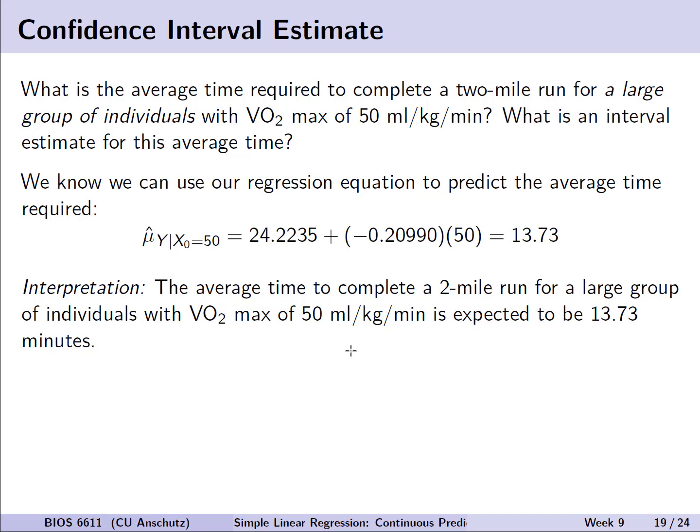Now here we're focusing on that large group of individuals, so we want to calculate a confidence interval estimate. And here we know that we can use that fitted regression line on the previous slide, add a value of 50, plugging in for x, or in this case saying x naught, and we can calculate that the average time to complete a 2-mile run for a large group of individuals with a VO2 max of 50 milliliters per kilogram per minute is expected to be 13.73 minutes. However, this only answers that first question and not the interval estimate.